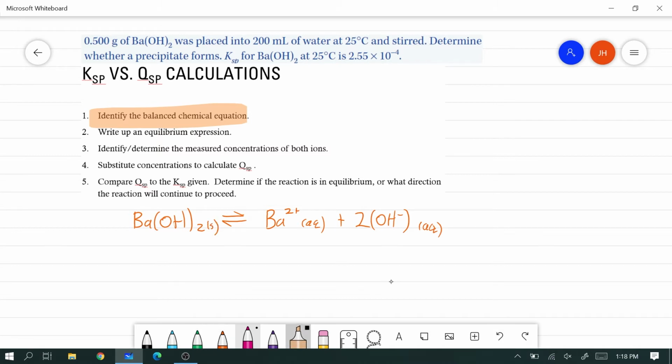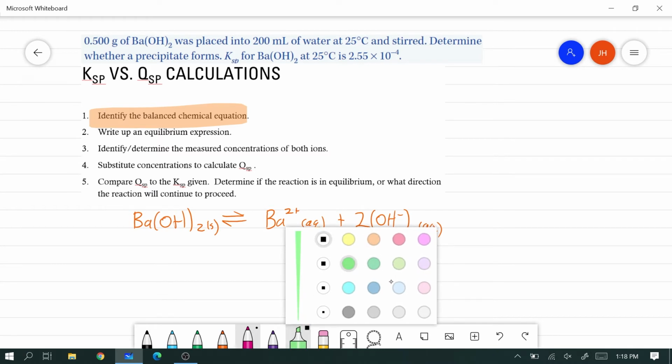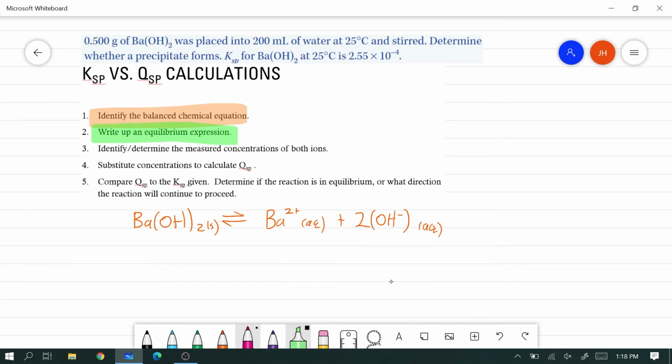Second step that we need to do is write up an equilibrium expression. So that's using the information up above to form our solubility product. Ksp is equal to the concentration of barium ions times the concentration of hydroxide ions. Because of our ratios, the hydroxide ion concentration is going to be squared.